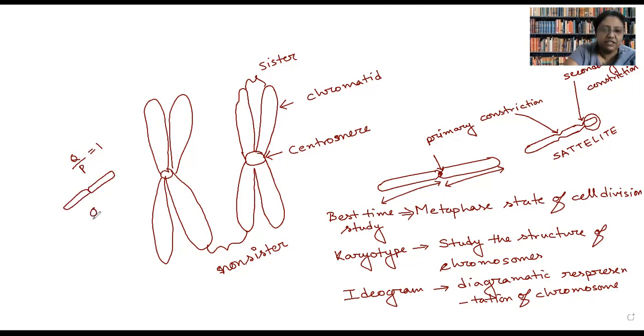If this Q by P ratio is greater than 1, it can never be greater than 1 actually, as we took this. If this is less than 1, we call them submetacentric. In their case the centromere is not located exactly in the middle. But if this Q by P value is nearly 0, then we call it acrocentric.